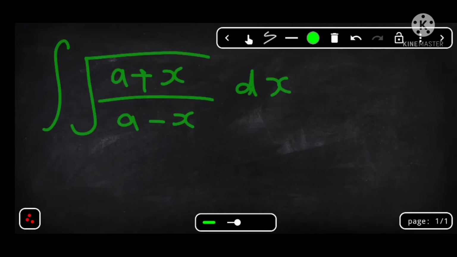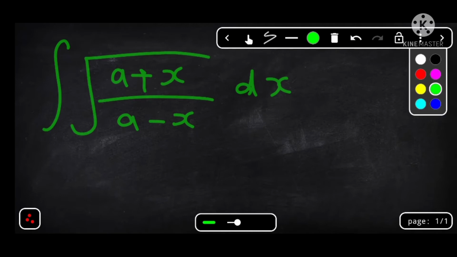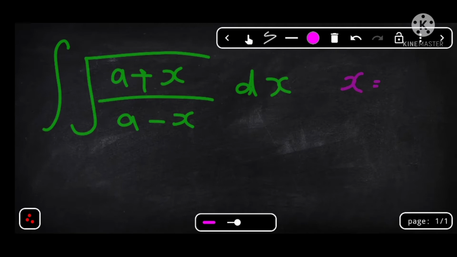So next problem is integral root of (a plus x) by (a minus x) dx. By seeing the question itself, we can understand that we cannot move forward with this a and x. So something should be there to replace these variables. So in place of x, I am just replacing x as a cos 2 theta.